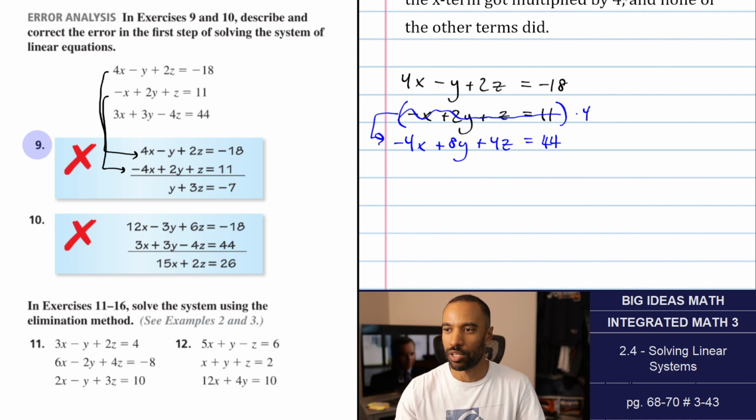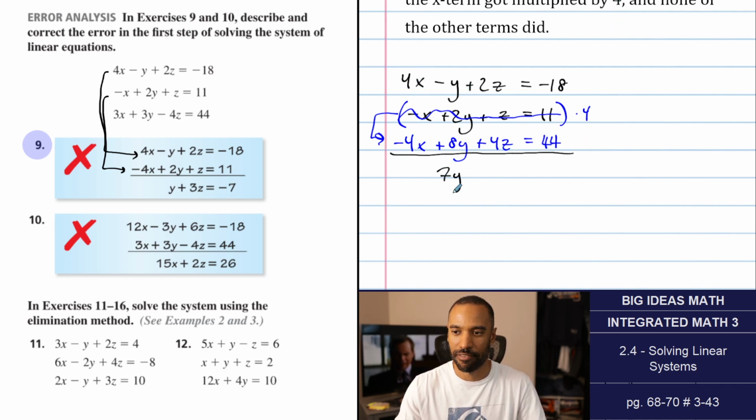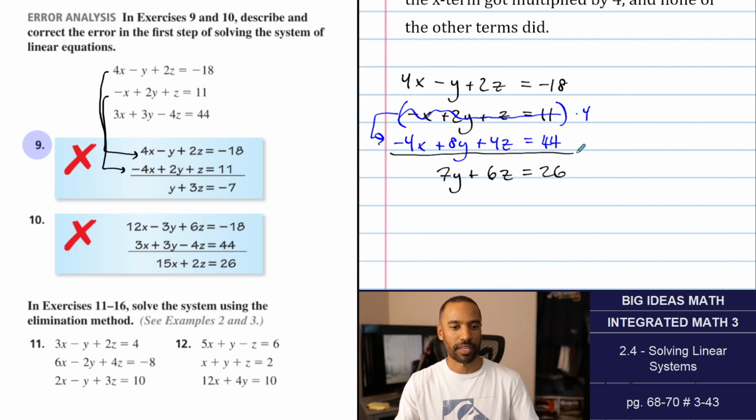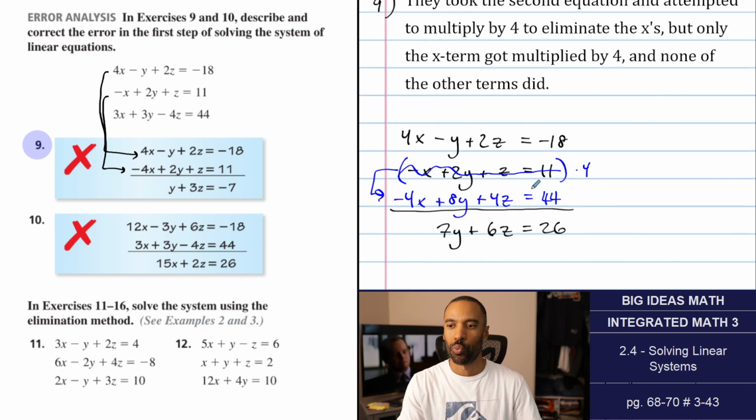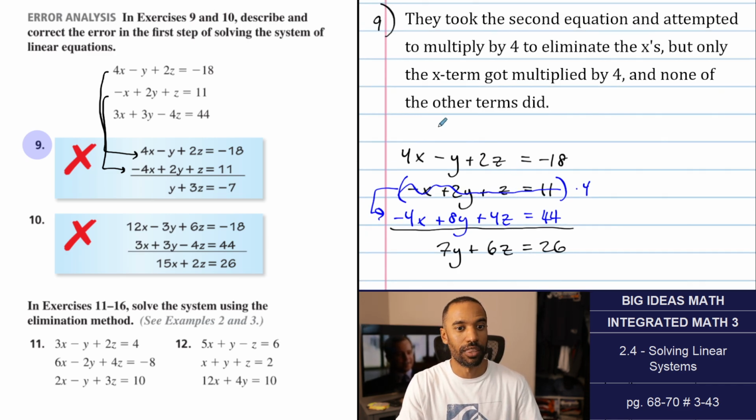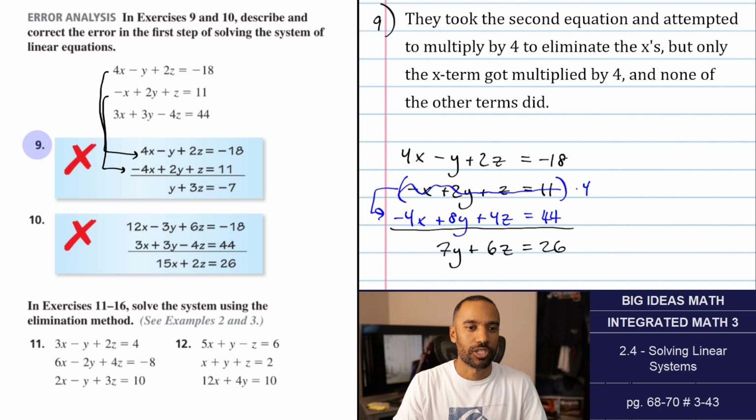Anyway, when you add down these and these eliminate, now you get 7y plus 6z equals 26. I'm not going to continue on the problem, but that's where we get to on that stage in correcting the first step. All right, let's go to number 10 and see what they do on this one.